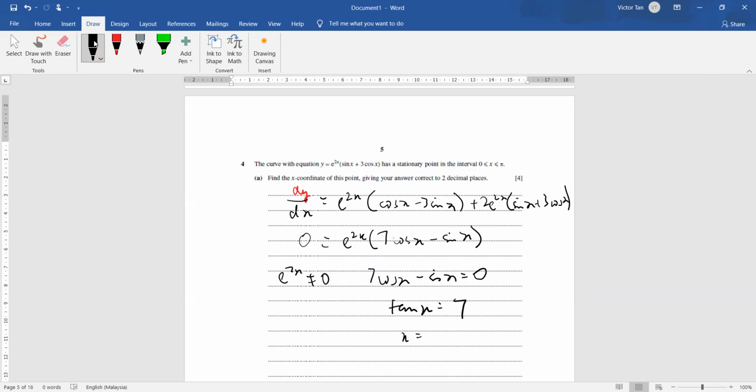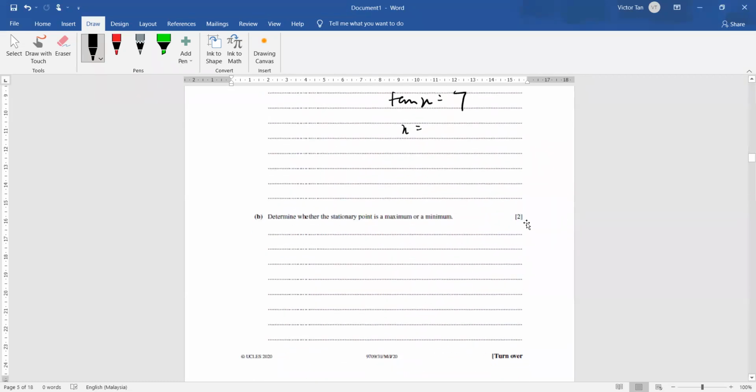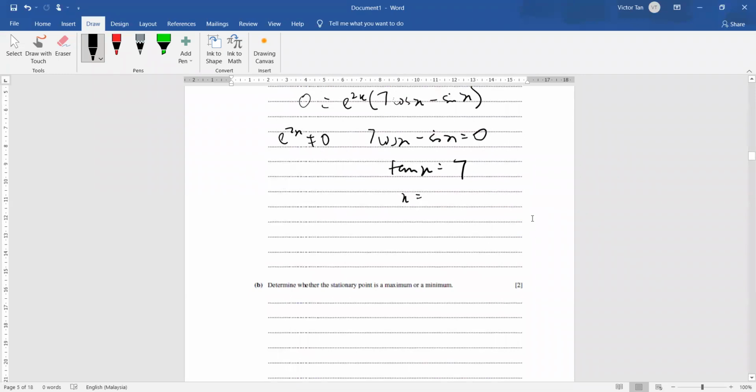So x equals arctan 7. Now put the mode of your calculator in radian. This is between 0 and pi only, and this is 2 decimal places. So this is 1.43.